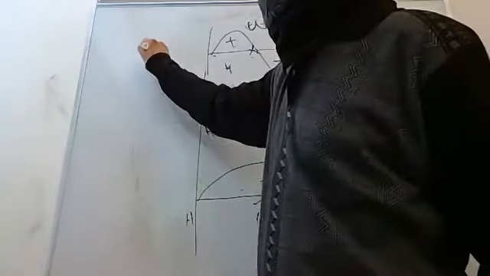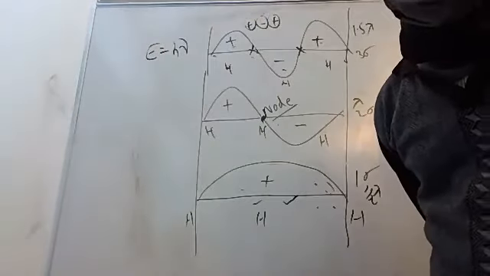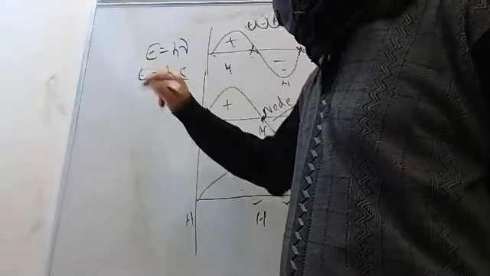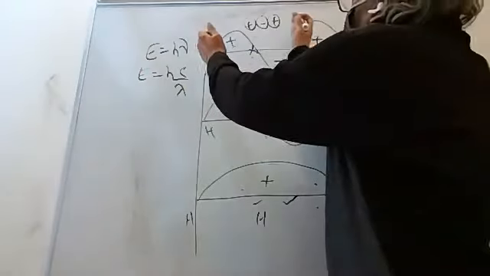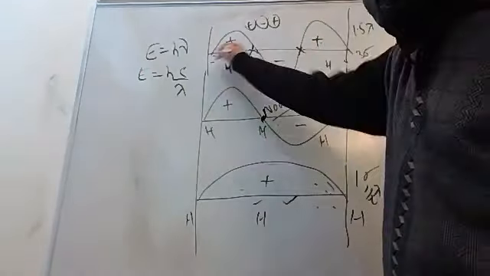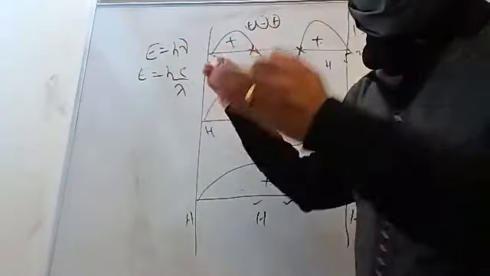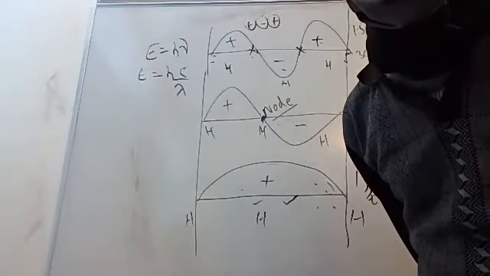You also know E equals h nu, right? The Planck's equation, or E equals hc over lambda. As you shrink the wavelength, because this distance is the same, the distance between successive crests now decreases. As it decreases, the energy increases.